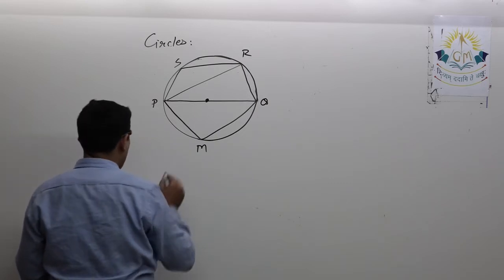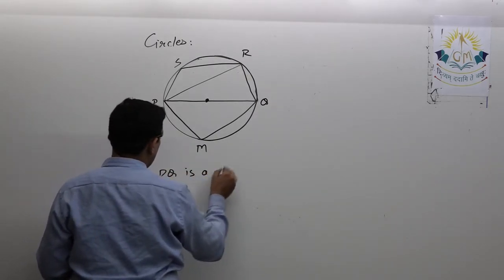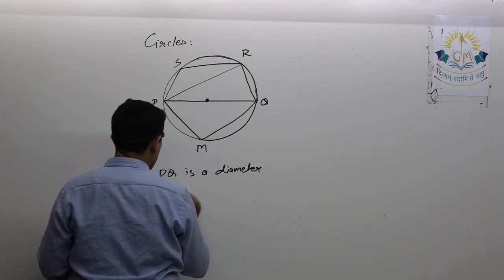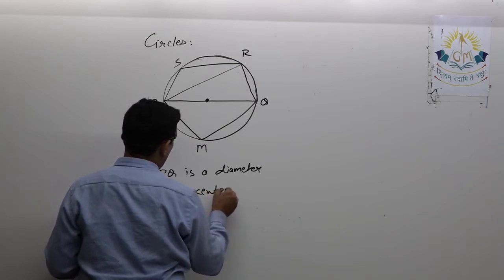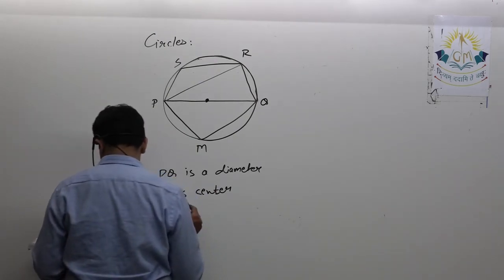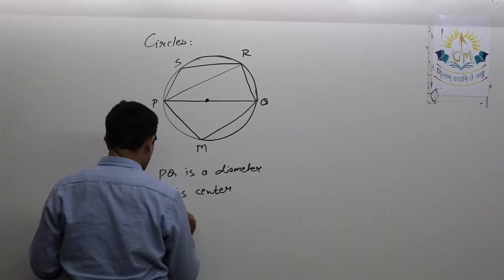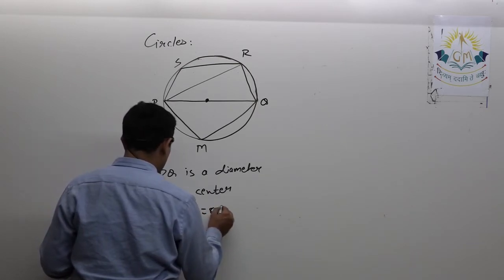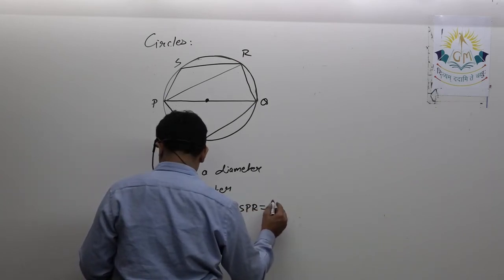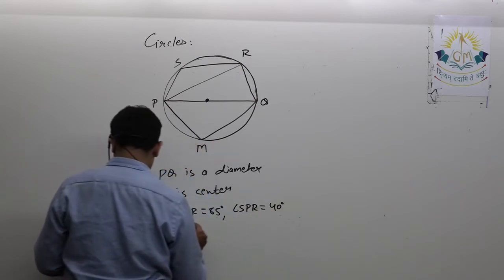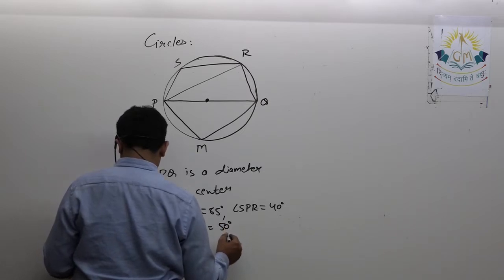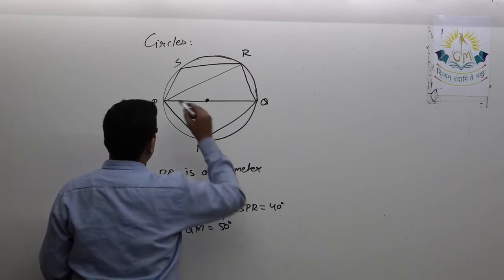Okay, so here it is given, first thing, PQ is a diameter. O is the center. If only this information was given, then by default we can say PQ is a diameter. Now further it is given angle PQR is equal to 65 degrees, angle SPR is equal to 40 degrees, angle PQM is equal to 50 degrees. So you have to find angle QPR.